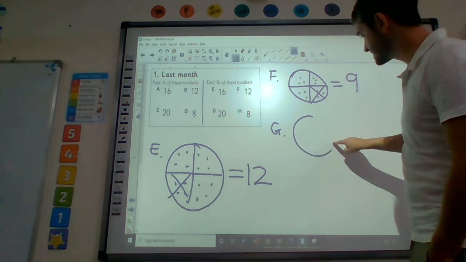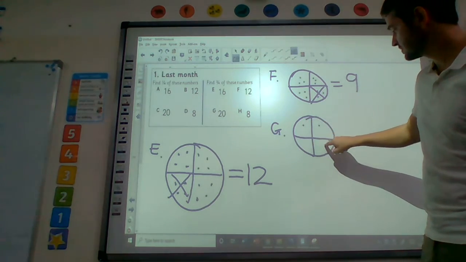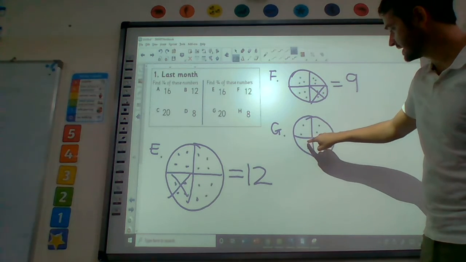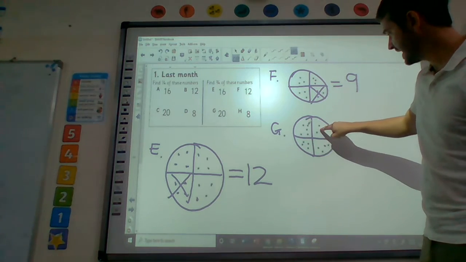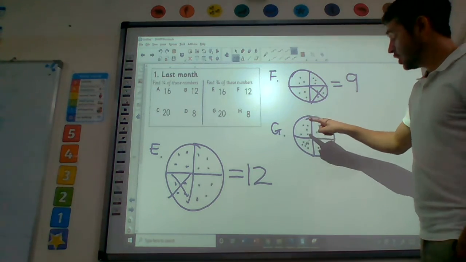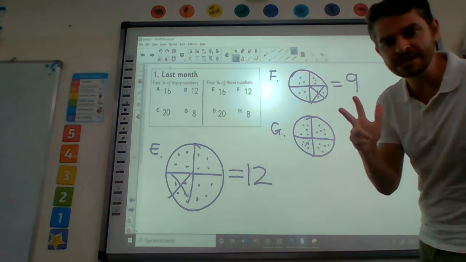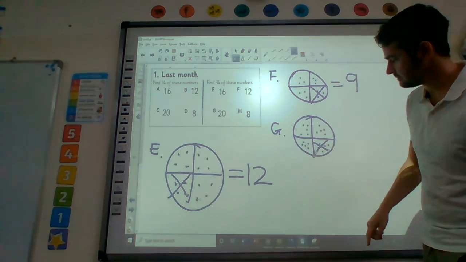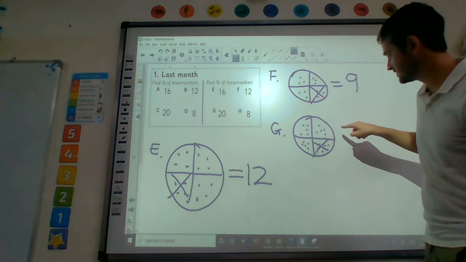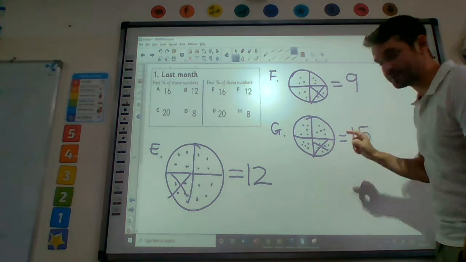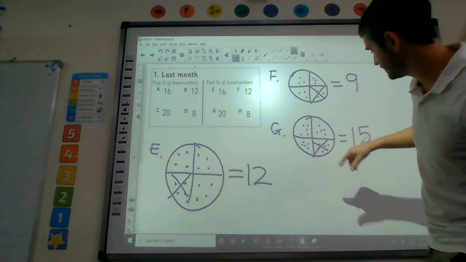3/4 of 20. Still need quarters. And I still need to share 20. 1, 2, 3, 4, 5, 6, 7, 8, 9, 10, 11, 12, 13, 14, 15, 16, 17, 18, 19, 20. If I look at 1/4, there are 5 in 1/4. I need 3/4. So I'm not going to count this one. And 1, 2, 3, 4, 5, 6, 7, 8, 9, 10, 11, 12, 13, 14, 15. 15. I could have counted those in 5. As soon as I know there's 5 in 1/4, I can say 5, 10, 15.